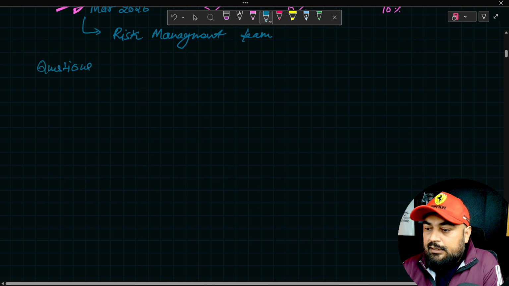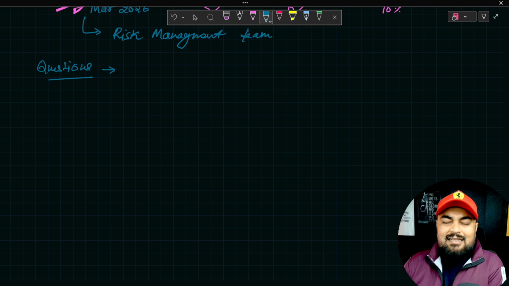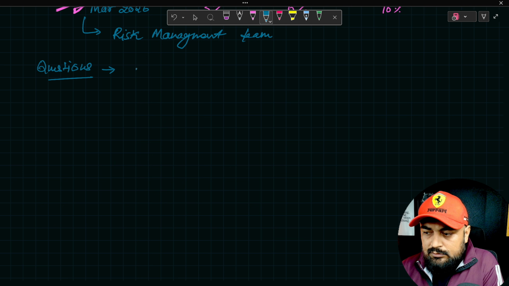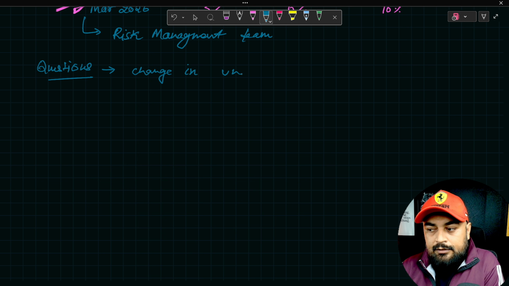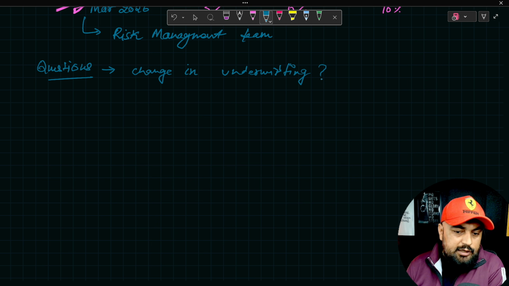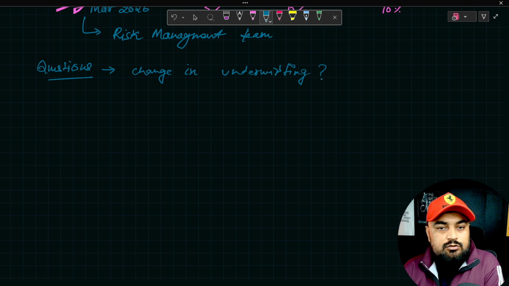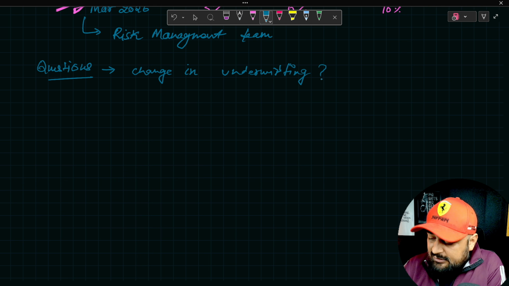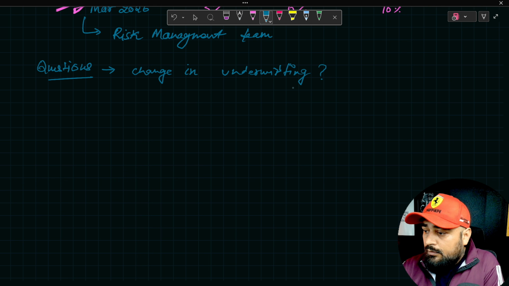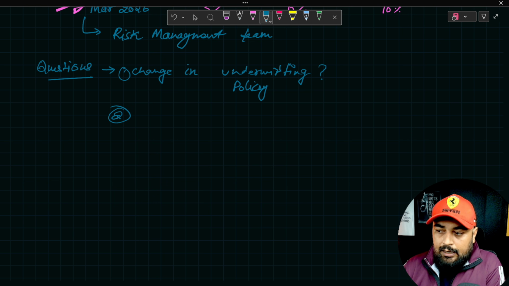So the question in the case of a bank will be: is there a change in the underwriting process? Is there a change in underwriting? For those of you who don't know what underwriting is, there is a process, a policy team which sits, checks the documentation, does underwriting, and on the basis of that, the loan is disbursed. So is there an issue with the underwriting, or we can say policy? This is question number one you can ask, obviously. This will come to your mind as an analyst.